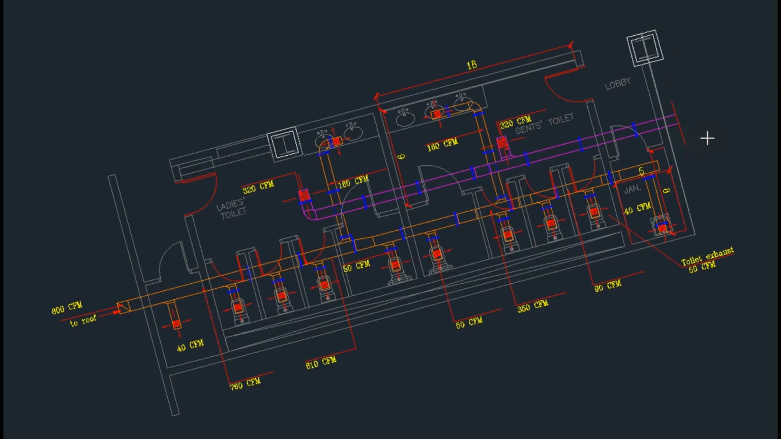For fresh air supply, normally we supply fresh air in the area outside the toilet. You can see in this drawing, this is the fresh air duct, and we are supplying fresh air for the male toilet here, 320 CFM, which is 80% of the total exhaust air for this toilet. Similarly, in the ladies toilet also, we are providing 320 CFM fresh air, which is also 80% of this toilet.